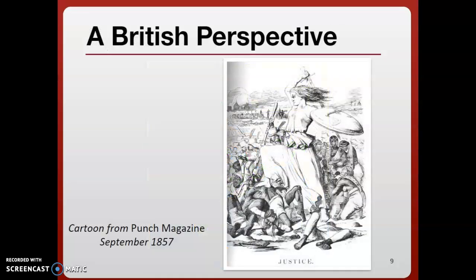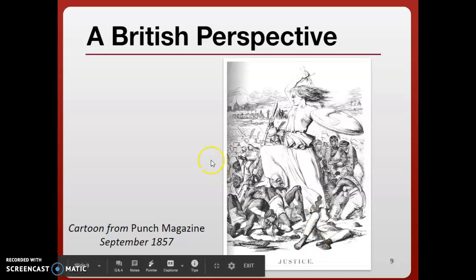And eventually, people who are British or living in India are affected. Some people lose their lives. There's injustices that are committed on both sides. This is a cartoon from Punch magazine, September of 1871, with the word justice at the bottom.